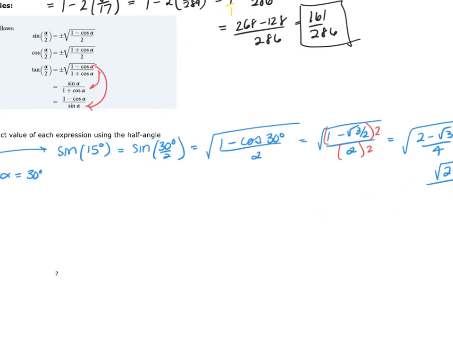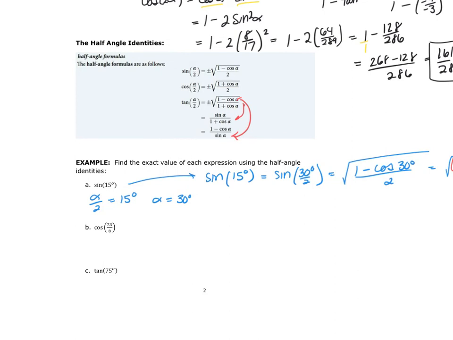Now, why is this positive? Why did I choose the positive? Well, because the angle 30 over 2 is 15, and I land in quadrant 1, so I take the positive of that. Now I'm going to do the same thing with the next one.